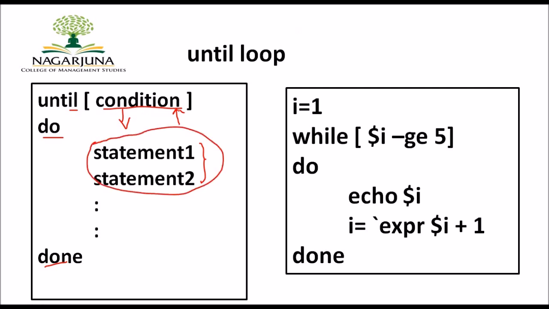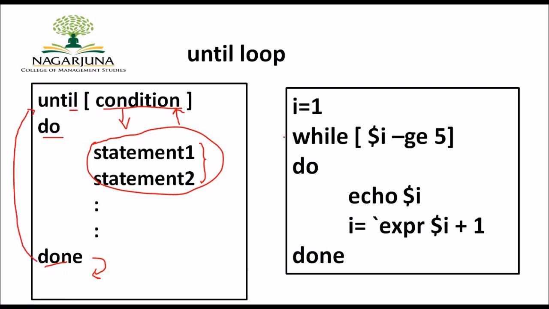So in while, if the condition is true, statements are executed. If the condition is not true, the statements are not executed. But in the until statement, if the condition is false, then the block of statements will be executed. If the condition is true, this block of statements will not be executed. Then control will be given back to the statement which is present after your done statement. The rest of the operation is the same.